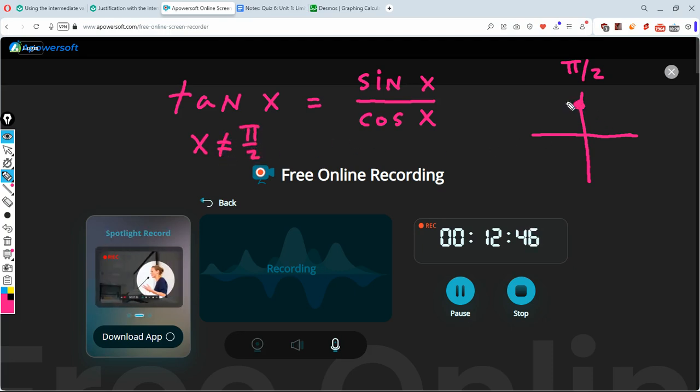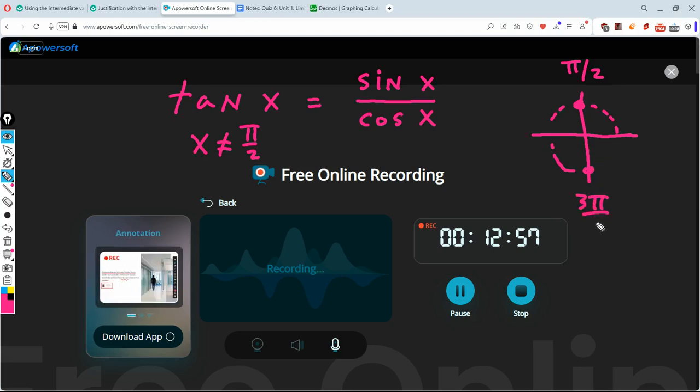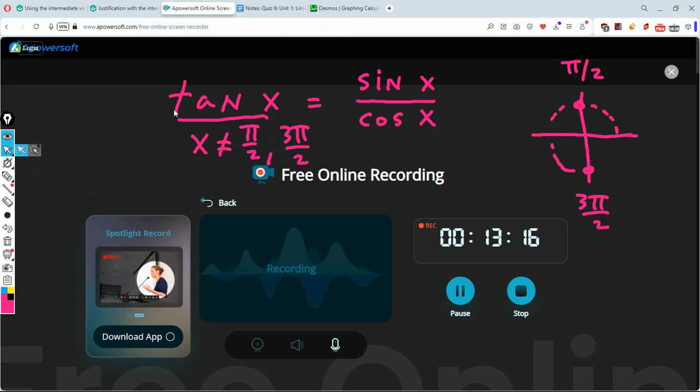And if you keep going around the unit circle, when you come to this point here, the x-coordinate again is going to be 0. This is going to be at 3 pi over 2. So x cannot equal 3 pi over 2 either. And that's for the tan of x. If you don't know whether it's undefined or not, then just go to Desmos and graph it. So let's do that real quick. We're going to graph the tan of x on Desmos.